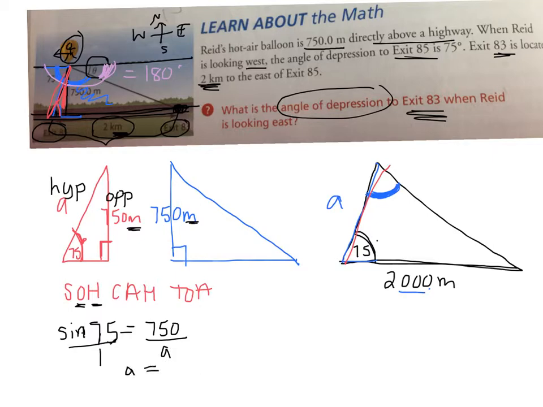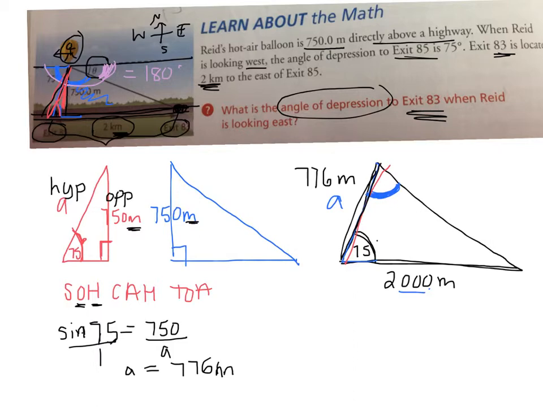What is A equal to? A is equal to 776. We'll round to 2 decimal places. Actually, we'll just leave it at that. 776 meters. Good. Okay, so that is this part of the triangle, which is also here, right? So this is 776 meters.